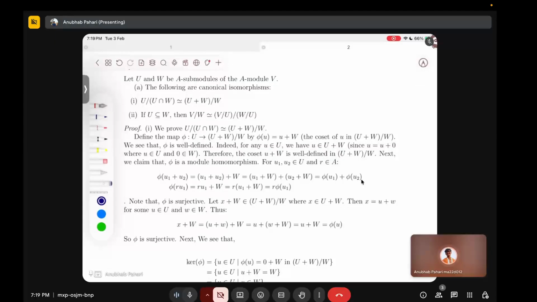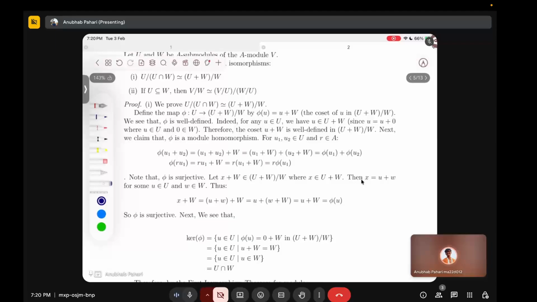So as we have defined, this will be u1 plus u2 plus capital W, and it can be rewritten as this. Since capital W plus capital W is again capital W, there is nothing new to see. And for the second part also, since small r capital W equals capital W, it can be written this way.